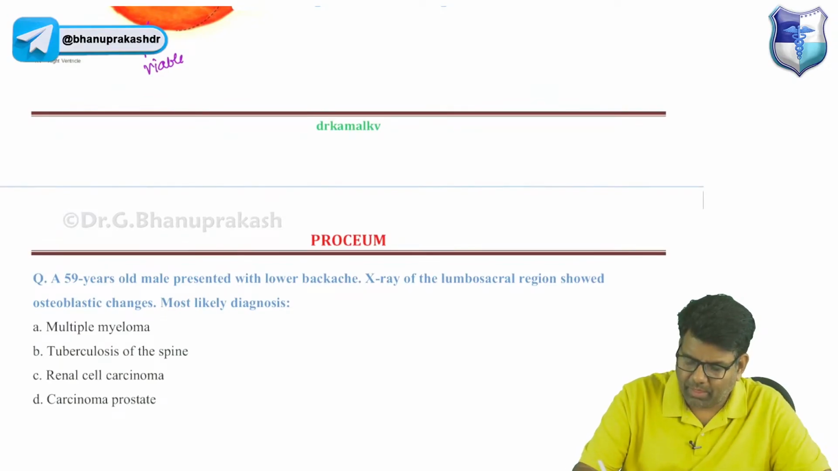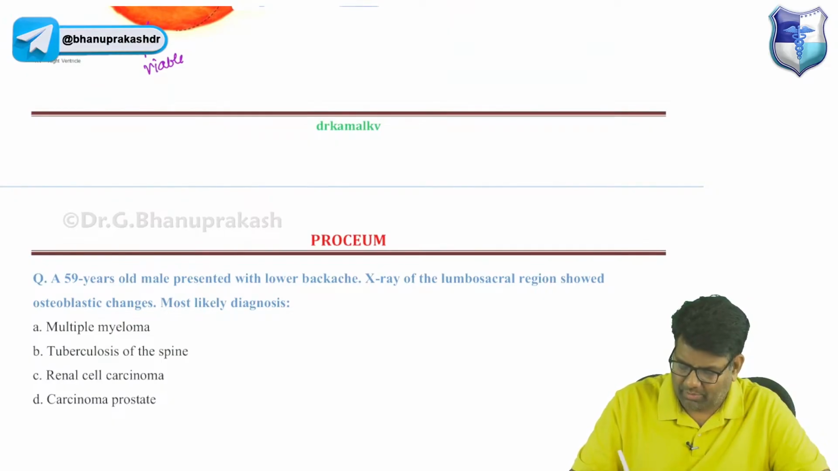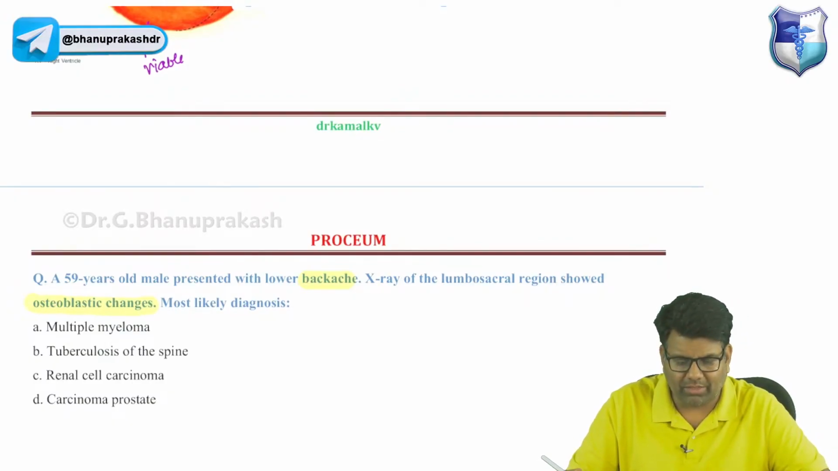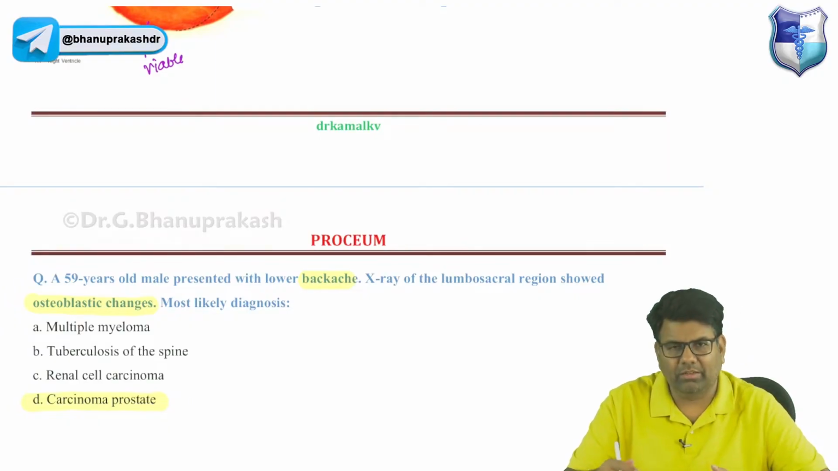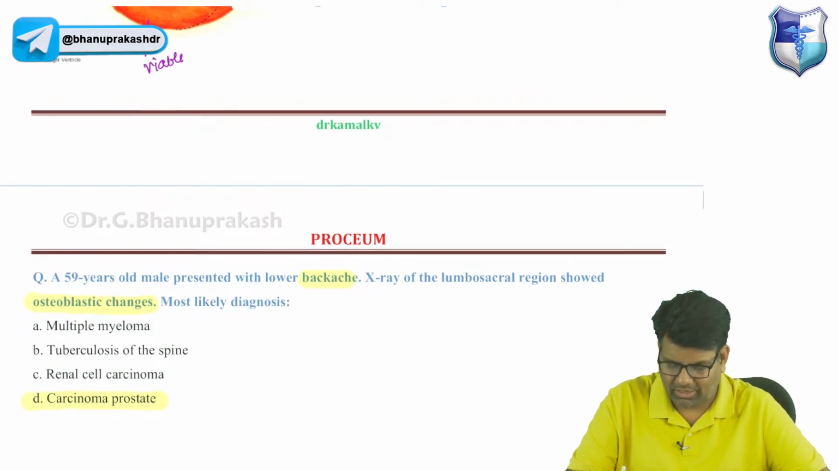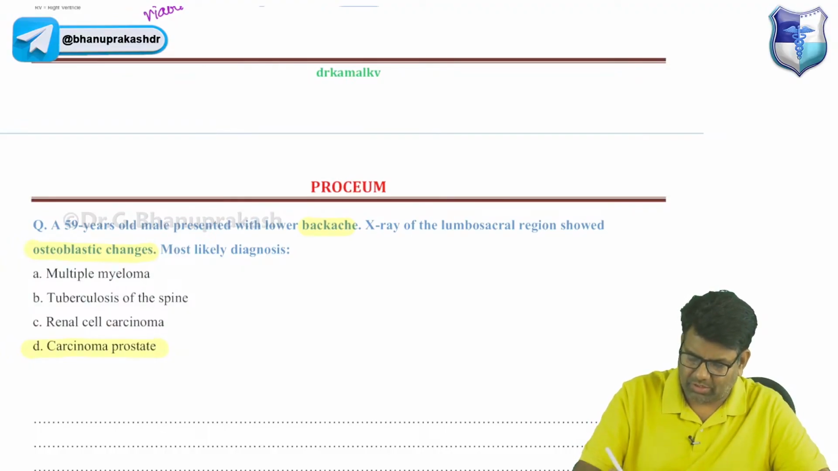Next question, we have already discussed in first session. Elderly male with low back pain, osteoblastic lesions. What will be your answer? Everyone can answer nicely. This is carcinoma prostate, because usually metastases are osteolytic, but in carcinoma prostate it is blastic metastasis.